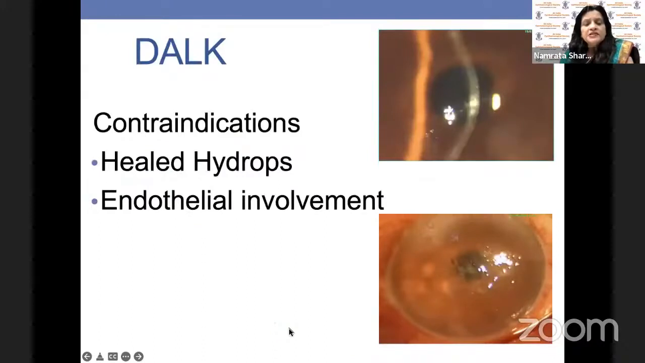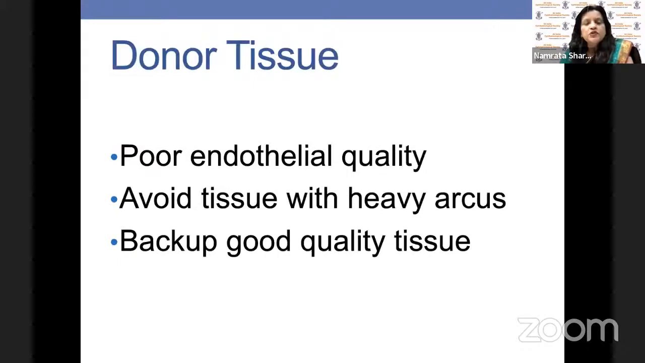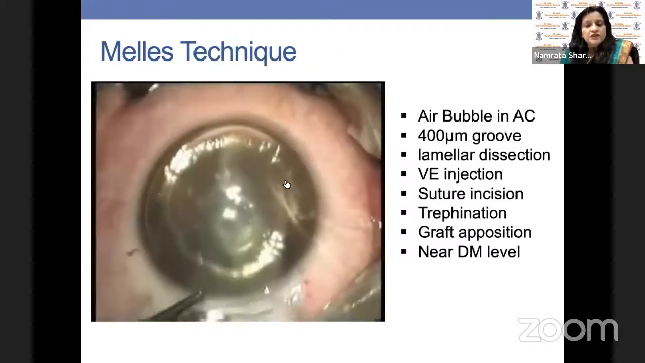And contraindications are, although we are still doing it in healed eye drops, whenever there is any endothelial involvement. Now, we do prefer to do it under general anesthesia, although peribulbar anesthesia can be used for these cases, and topical anesthesia should never be used. And donor tissue with poor endothelial quality can be used. Avoid tissue with a heavy arcus, and a backup good quality tissue should always be available.